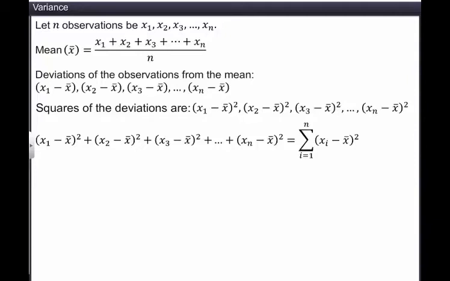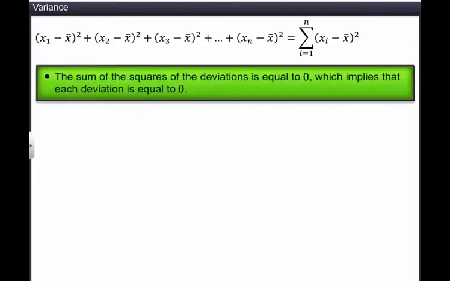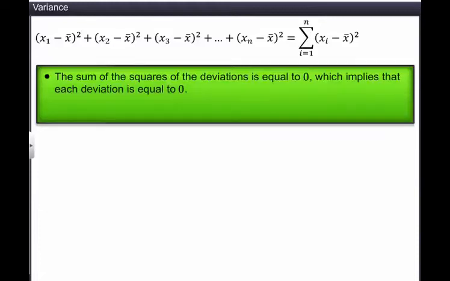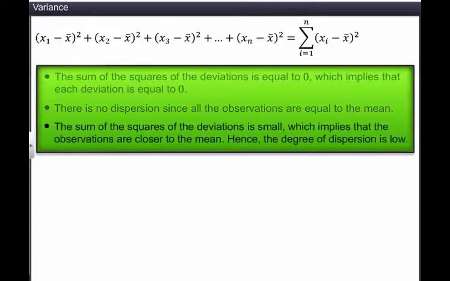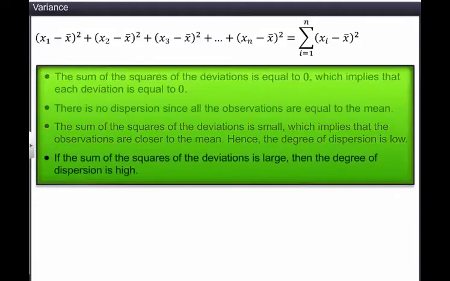From this result, we can infer that if the sum of the squares of the deviations is 0, then each deviation is 0. That is, there is no dispersion in the data about the mean, since all the observations are equal to the mean itself. And if the sum is small, then the observations are closer to the mean. Hence, the degree of dispersion is low. If the sum of the squares of the deviations is large, then the degree of dispersion is high.